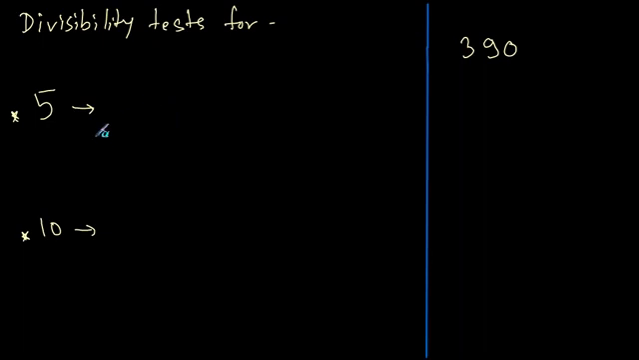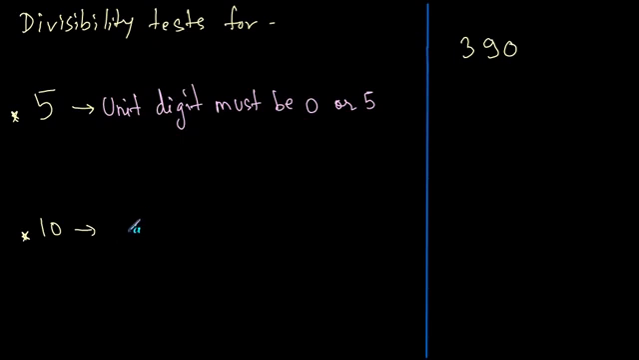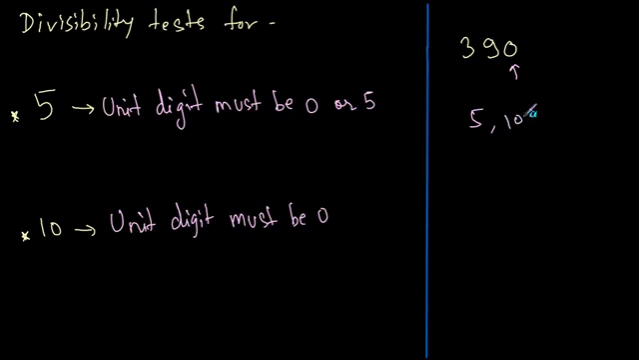Moving on, the divisibility test for 5 says that the last digit, the units digit, should be either 0 or 5. And for 10, it says that the units digit should be 0. Let's see if this number is divisible by 5 or 10. We see that the units digit is 0 and it satisfies both of these conditions. So it is divisible by 5 and 10.